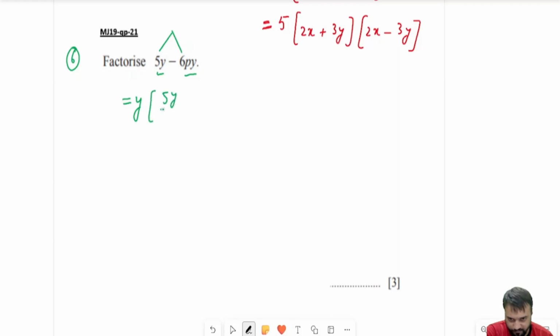So 5y will be divided by the common value, that is y. 6py divided by y, the same rule. And now simplify it. Y can be cancelled. This is our answer.